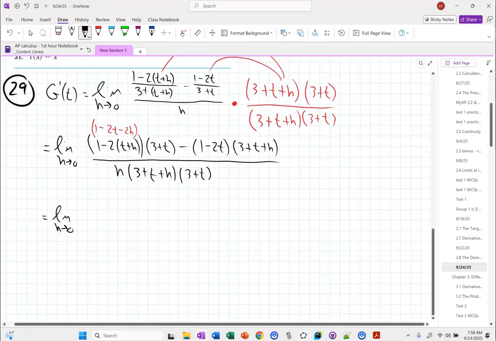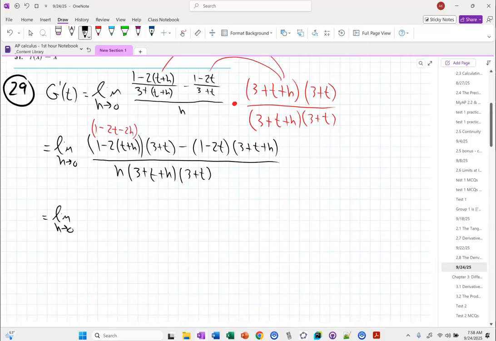So we go and we FOIL. We're going to have 1 times 3, and then 1 times t, and then negative 2 times 3, and negative 2t times t, and then negative 2h times 3, and then negative 2h times t.